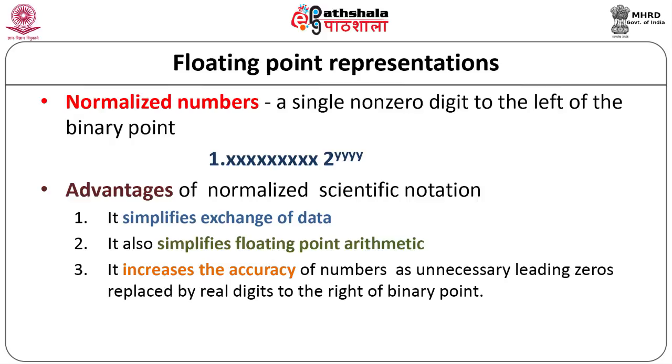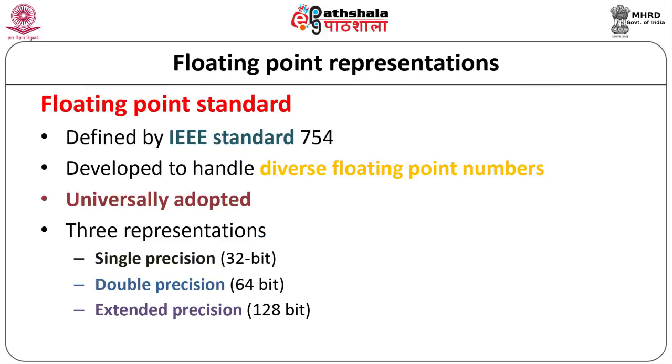A standard scientific notation for floating point numbers in the normalized form provides 3 advantages. It simplifies exchange of data, it also simplifies floating point arithmetic, and it increases the accuracy of the numbers. Floating point numbers are used in all modern computing systems. Due to the wide use of these numbers, the format for storing floating point numbers in memory is standardized by IEEE.